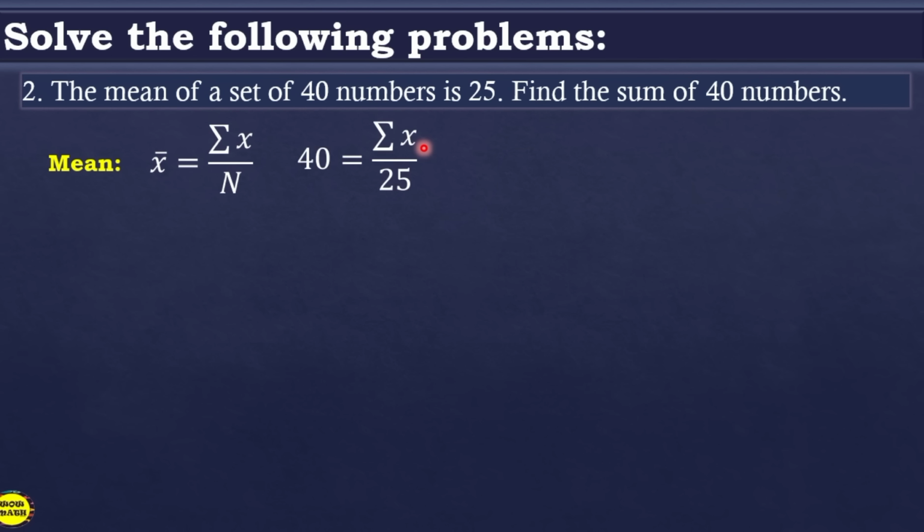Okay? Ang gagawin lang, substitute muna natin. 40 is equal to the summation of x over 25. So, para makompute natin ito, imu-multiply lang natin silang dalawa. So, 40 times 25, that is 1,000. So, kapag chinek natin, 1,000 divide 25, that is 40.